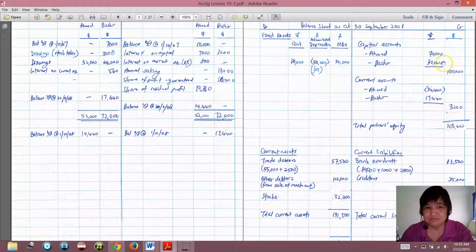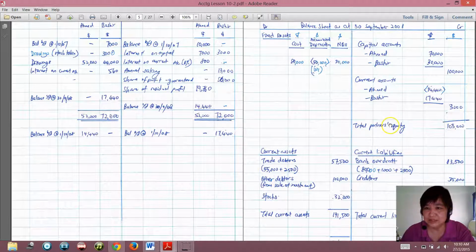Unless there's something major change in this business, or they want to close down the business, they won't touch these long-term funds. Then if they want to take out any money from the business, they take out through their current account, and the share of profit will also be added to the current account. So capital account and current account together is the partners' equity.